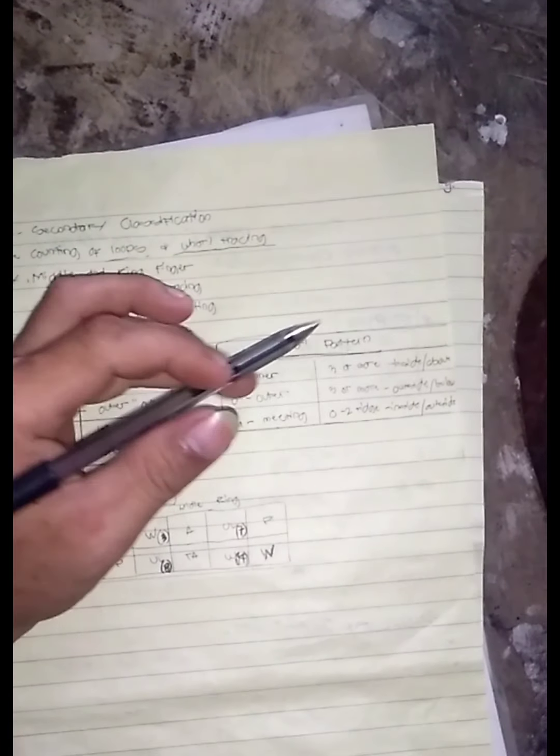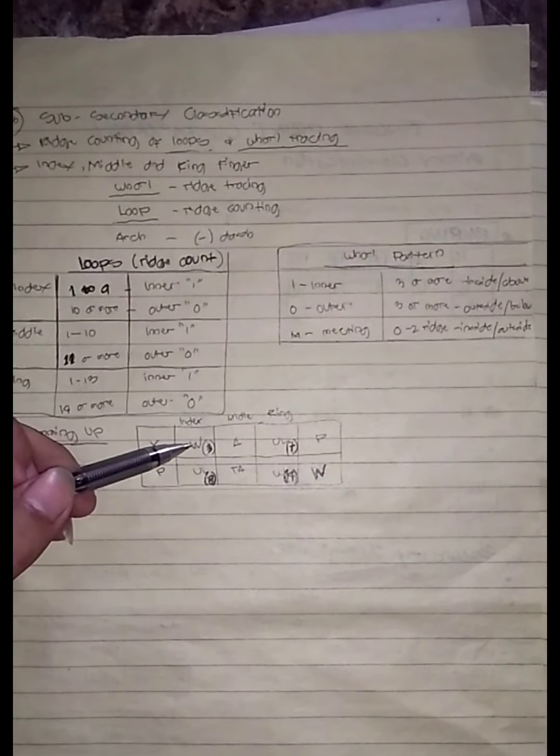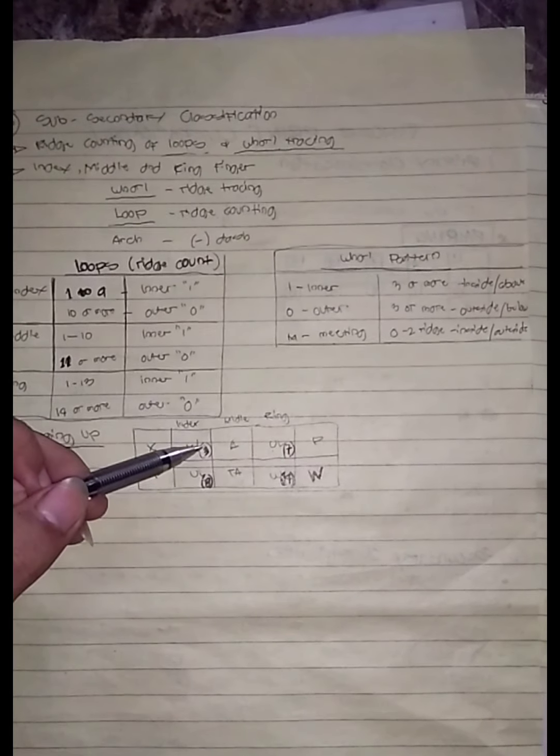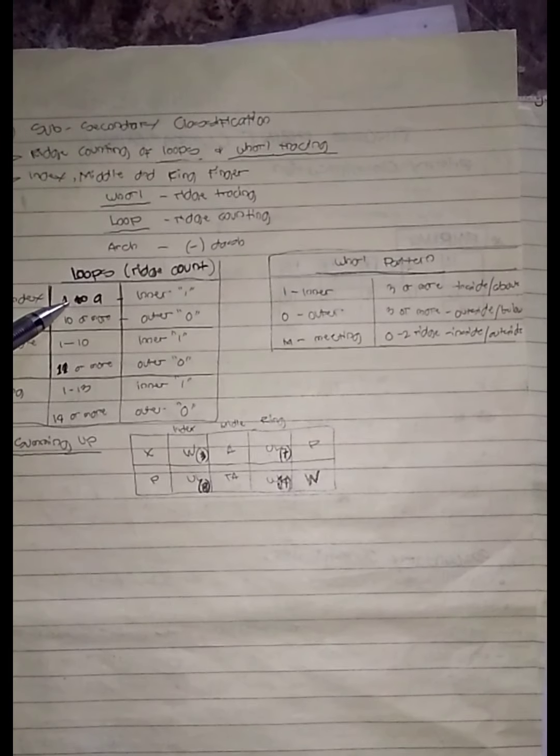Whorl pattern. Inner will be 3 or more inside or above. Outer, 3 or more outside or below. Meeting, 0 to 2 ridges inside or outside. In summing up, here is the example. We find here a loop in the index. So, it has the number of 3. It belongs to the inner.